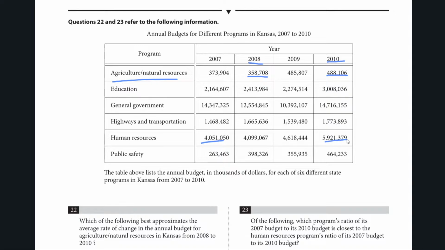Okay, let's see how much it increased by. 5,921,379 minus 4,051,050. That increased by, not a subtraction, should have been a division. Okay, let me do that again. 5,921,379 divided by 4,051,050. That is 1.4 times. So we need to find another one that has that.